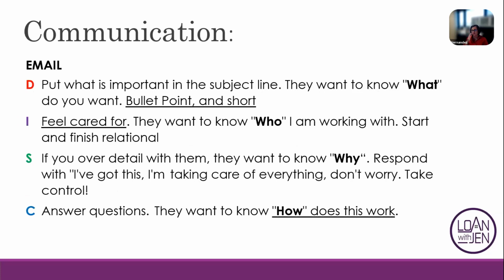email. So email is misunderstood all the time. So email, remember the D's are the dominant, powerful people. Put the important thing in the subject line. Don't be too wordy. They want to know exactly what you want. Bullet, short, to the point. The I's, I can tell you the I's like bullet points as well. The D's and the I's are the same.